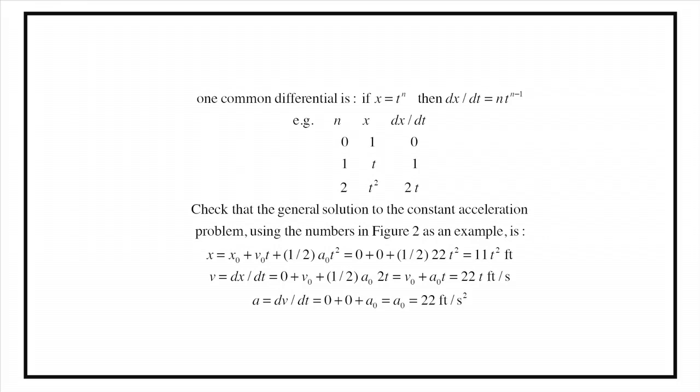And then, since we have v now, you can calculate the acceleration, which is dv dt. And again, using that same expression at the top, but now we have the velocity was 22 times t, and so using the n equals 1 line, which is a function of t to the first power, we see that the acceleration on the bottom line is 22 feet per second squared, which is, of course, what we started with.